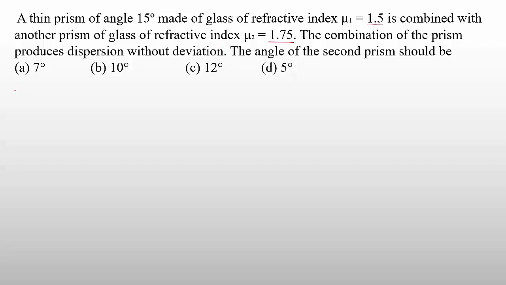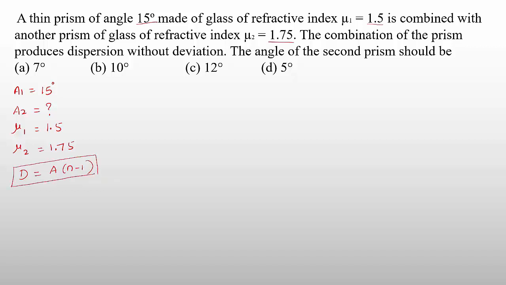Let us take angle of first prism is A1, it is given, that is 15 degree. So we have to calculate angle of second prism, that is A2 question mark. Refractive index of first prism is given, that is 1.5. Refractive index of second prism is also given, that is 1.75. Here we have the relation D equal to A into N minus 1. So because angle of prism A is given, refractive index N is given, so this is the suitable equation.